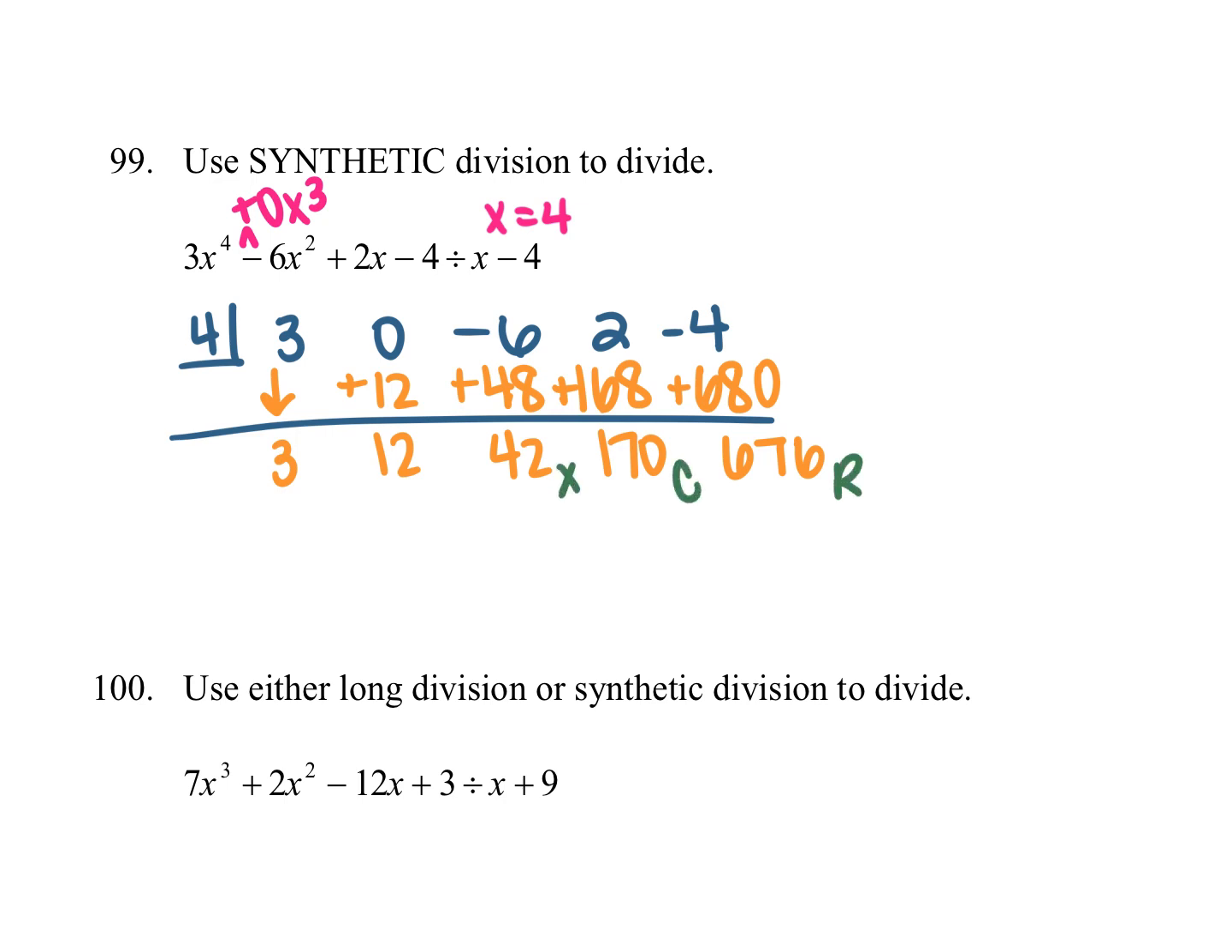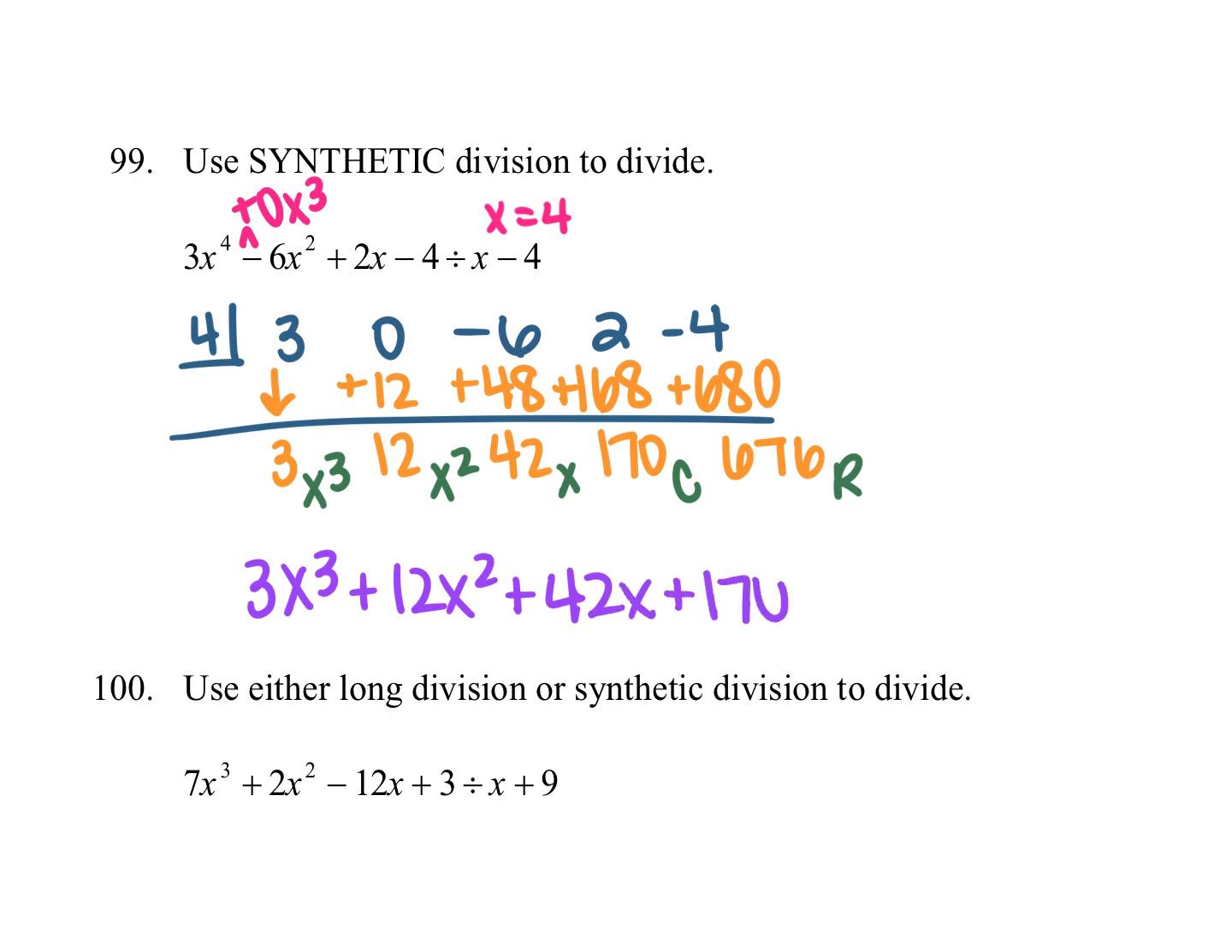170 is your constant. 42 gets x. 12 gets x squared. 3 gets x cubed. So your answer for this is 3x cubed plus 12x squared plus 42x plus 170 plus 676 over x minus 4.